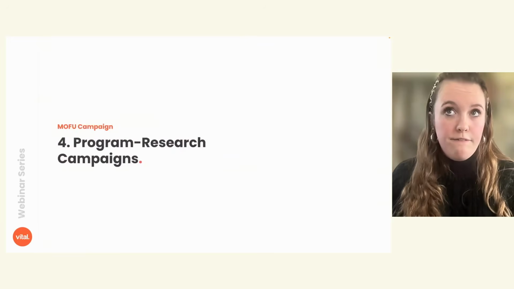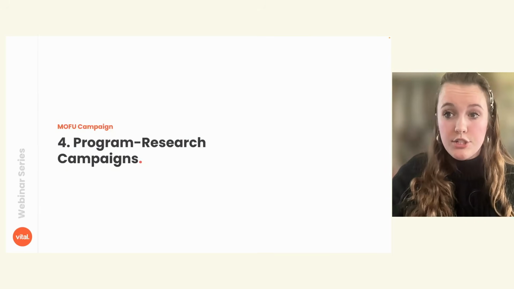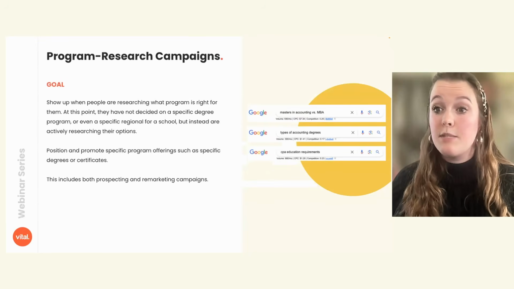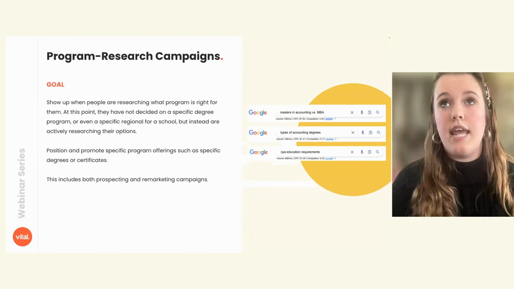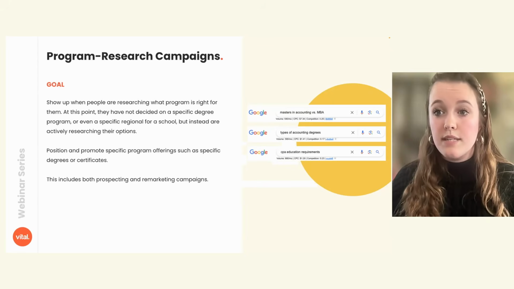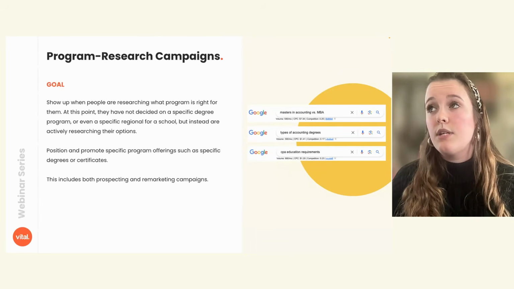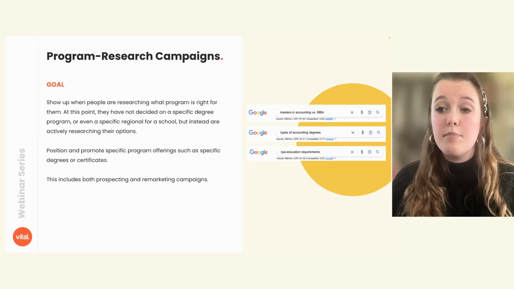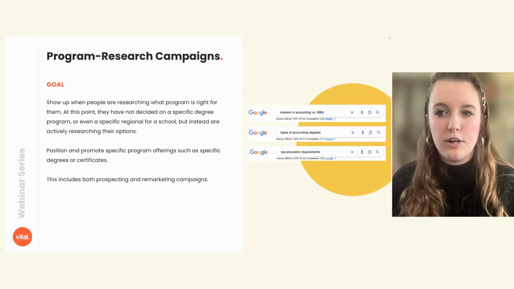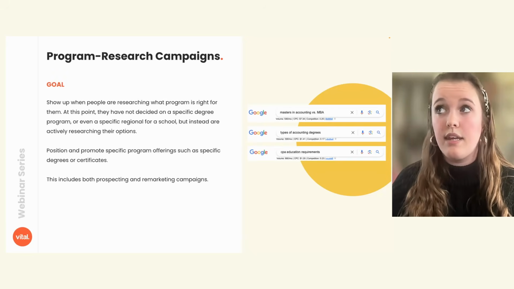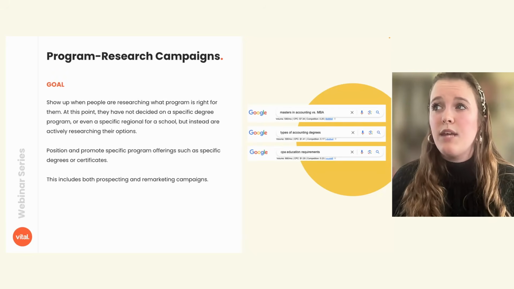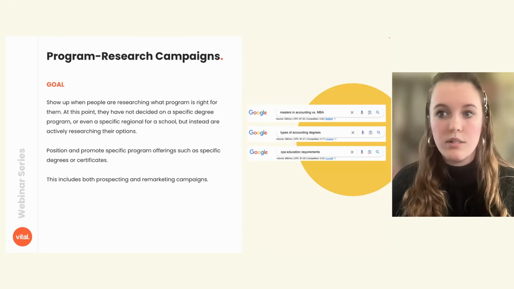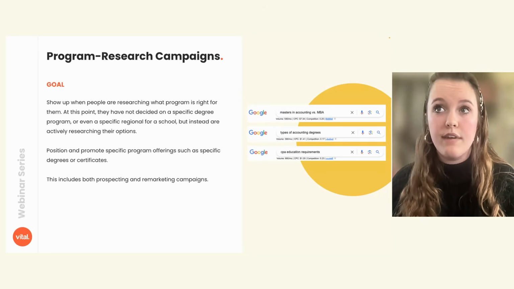Moving to the middle of the funnel, these are program research campaigns. These are not students who are ready for information on a specific degree. They're still in that research stage, so they're typing in more research-based keywords. On the right side, you can see Master's in Accounting versus MBA. That's a degree comparison term. Types of accounting degrees is similar, just looking for more information about what could be studied within a given area of interest. And then we have CPA education requirements, looking for specific requirements, classes, courses, and qualifications for a degree of interest.